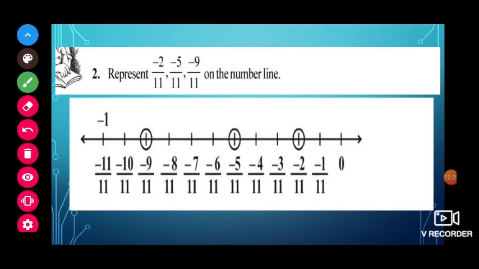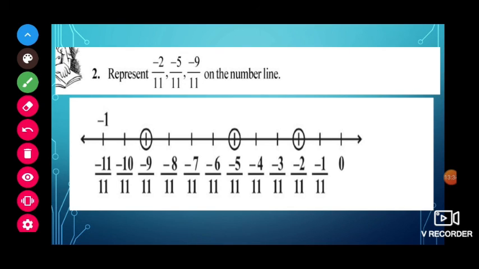Here, represent minus 2 by 11, minus 5 by 11, minus 9 by 11 on the number line. All the numbers have the same denominator, that is 11, and all are negative. So no need to go to the positive side at all; we only work on the left side. I am taking only one unit, that is 0 to 1, and dividing it into 11 parts, because the denominator is 11.